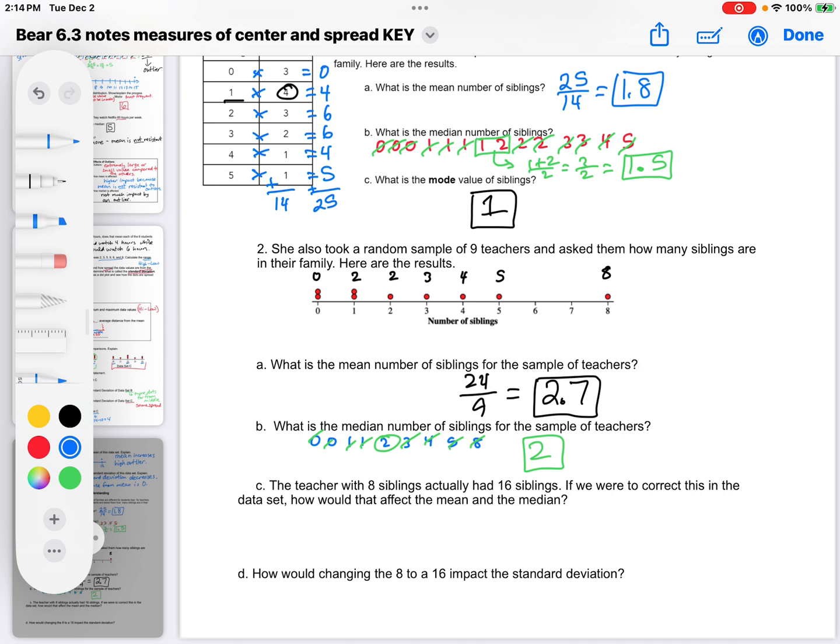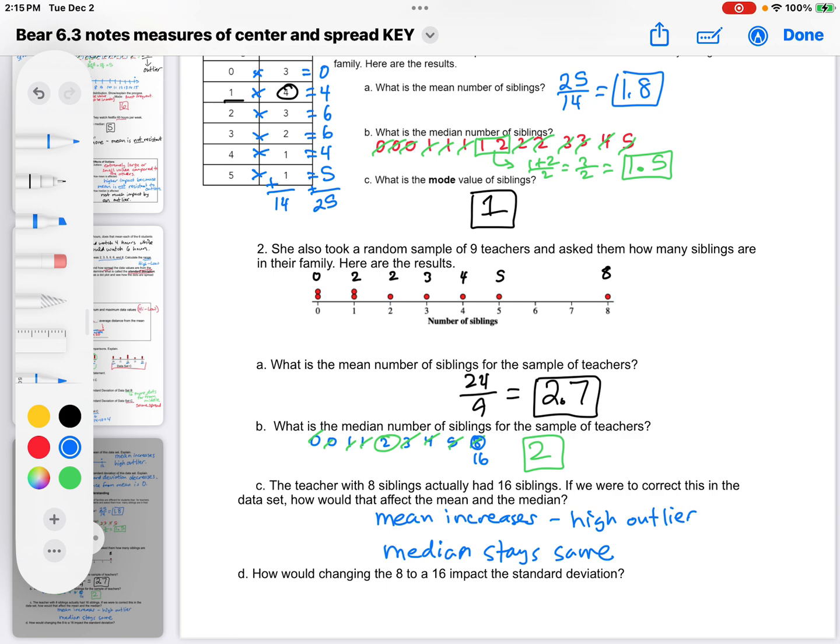The next one says the teacher with 8 siblings actually has 16. If we were to correct this in the data set, how would that affect the mean and the median? Well, the mean will increase because we have a high outlier. The median stays the same, and the reason it stays the same is because I'm just replacing this 8 with a 16, so it's not going to change what the middle is.